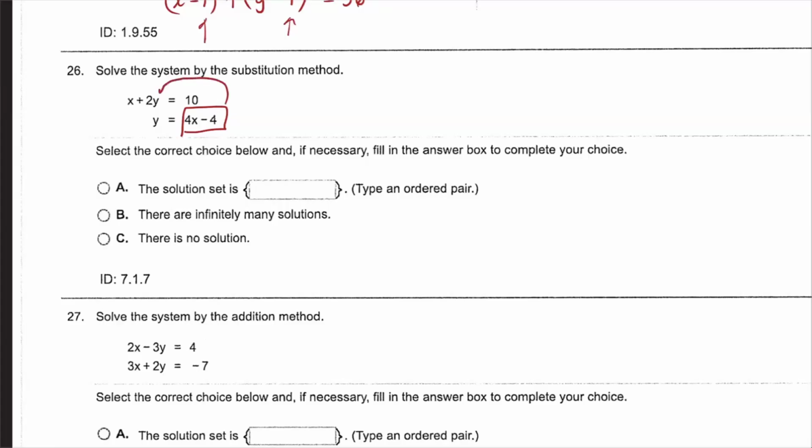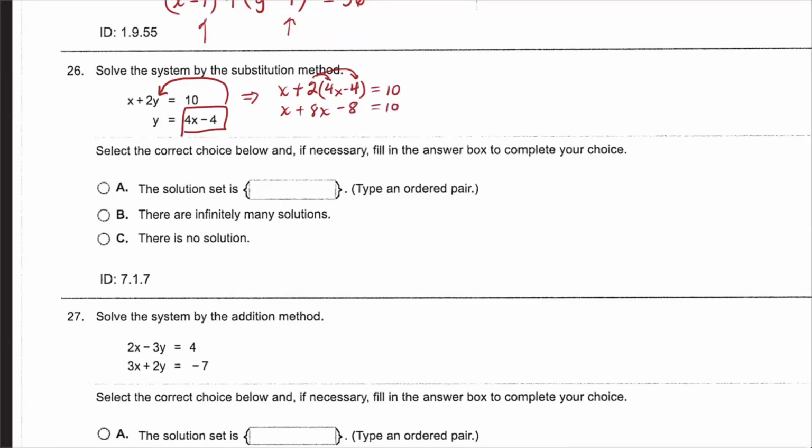So that's what I'm going to do. In the top equation, replace the y with 4x minus 4. So rewriting the top equation, we get x plus 2 times something, whatever I'm going to replace y with, equals 10. But I'm replacing y with 4x minus 4. So that means I need to distribute that 2 to the 4x and the minus 4. So 2 times 4x is 8x. 2 times negative 4 is negative 8, and that equals 10.